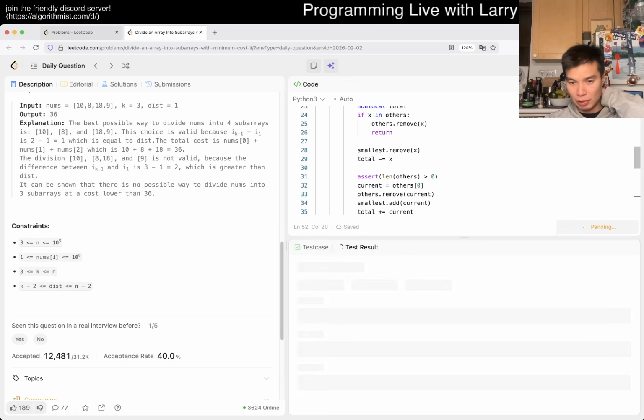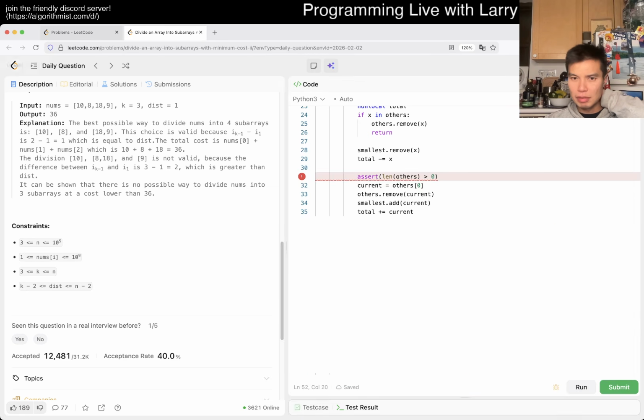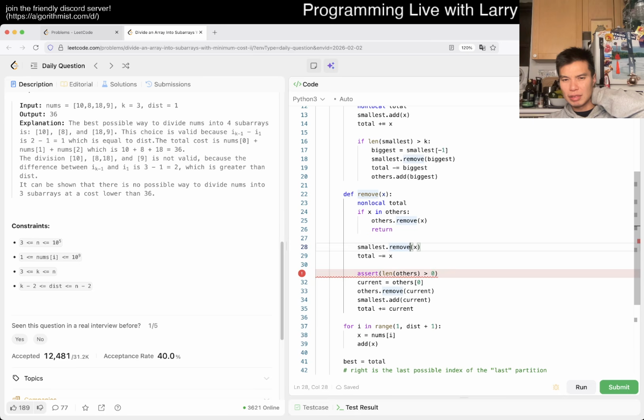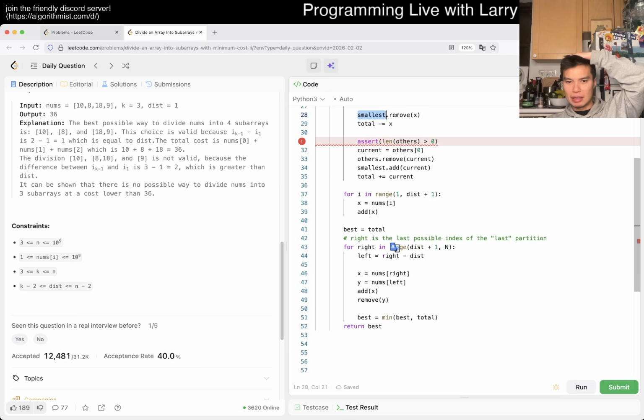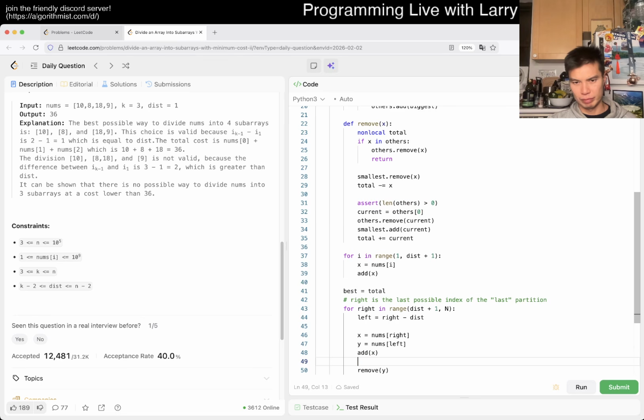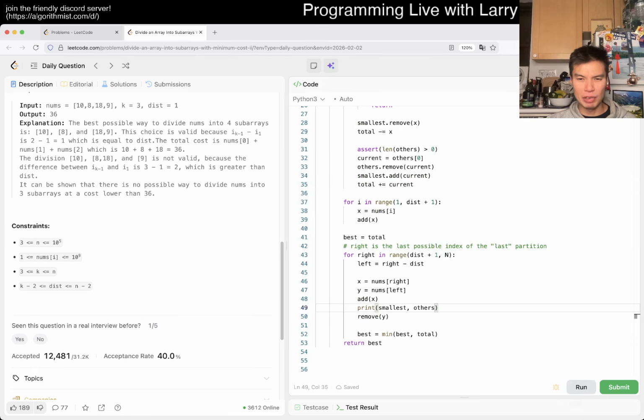Just a basic sliding window problem, assuming that, did I do something? Is my math wrong? The smallest should always be length k. So after we add, right? It's a little bit weird, but okay. Let's print out others real quick.